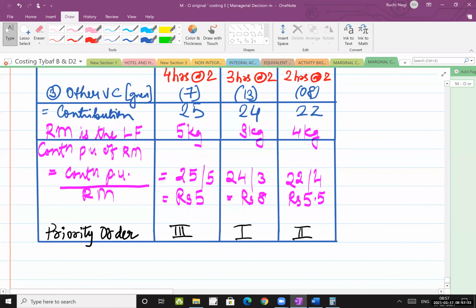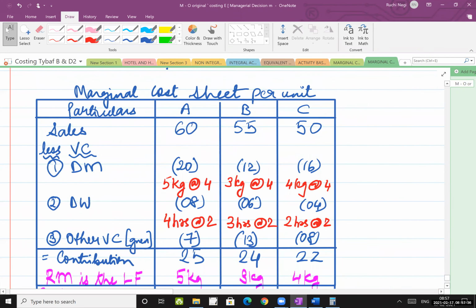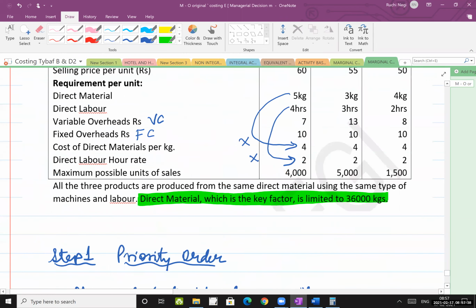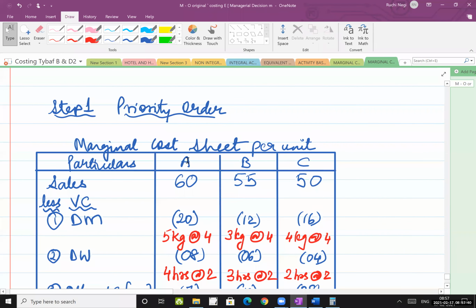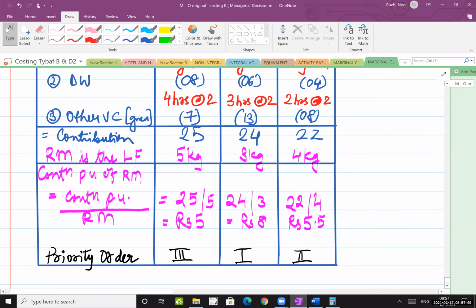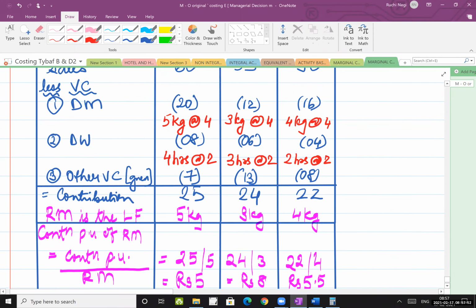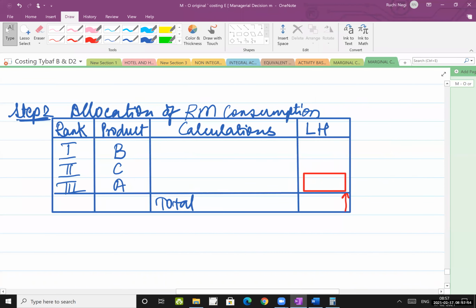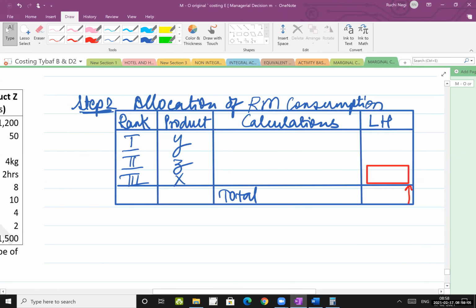Okay. First rank is, actually here the word is XYZ. Since it was a similar sum, we will change this also. XYZ. So first rank is to Y, then Z, and then X. Okay. Y, Z, and X.